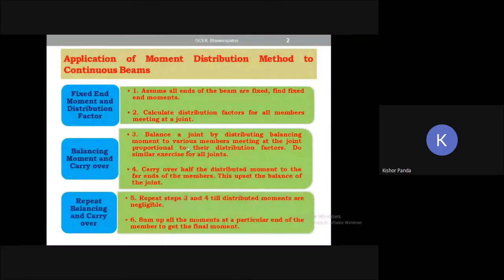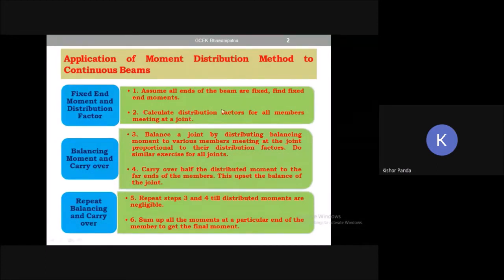So already you know the application of the moment distribution method to continuous beams that we have discussed in the last class. What is the first step? Assume all ends of the beam are fixed and find the fixed end moments. Then what is the second step? Calculate distribution factors for all members meeting at a joint. So you have to find out the distribution factor.